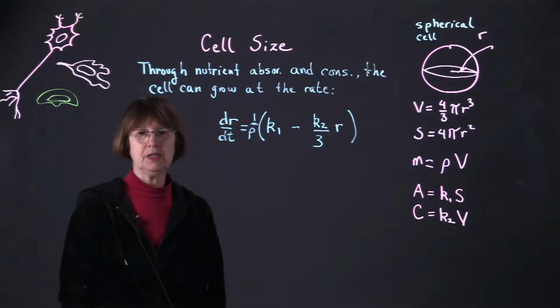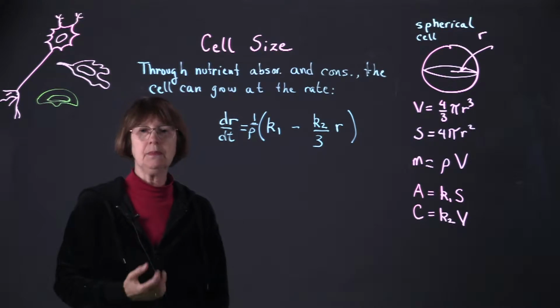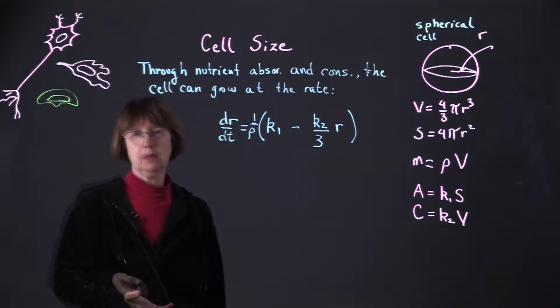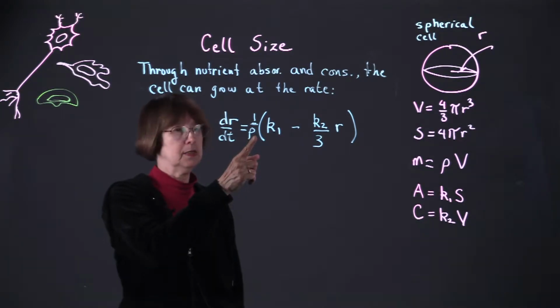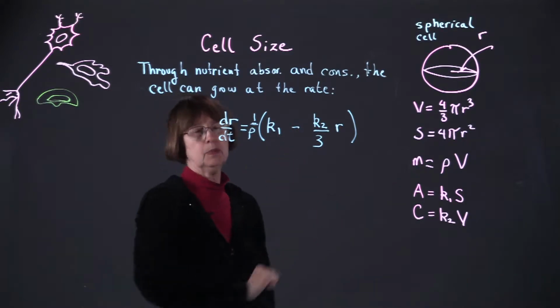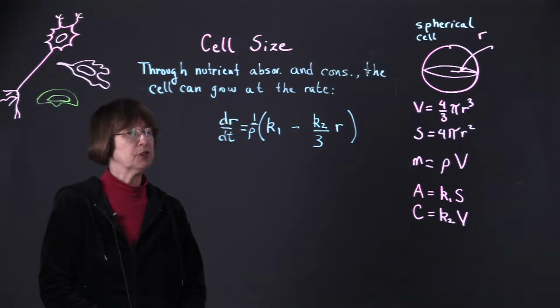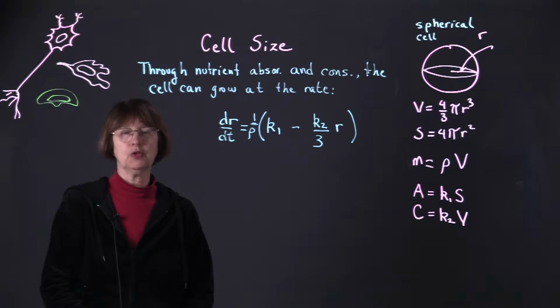We've just derived a differential equation for the radius of a cell that grows in mass by absorbing nutrients and consuming them. And observe that that statement depends on the density and depends on these constants that have to do with absorption and consumption of nutrients. We're now in position to make some predictions of how the cell size will change.